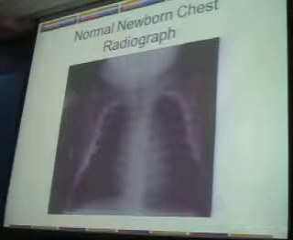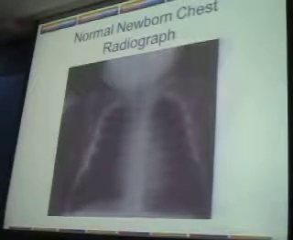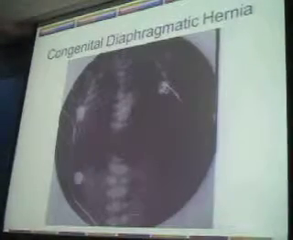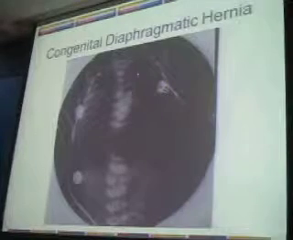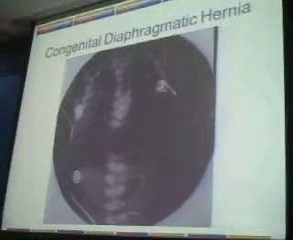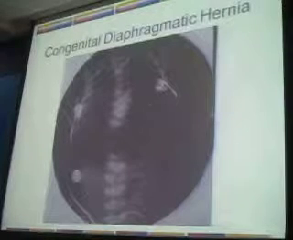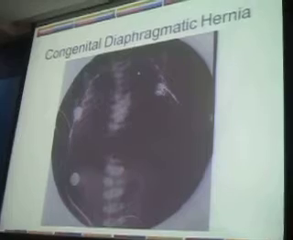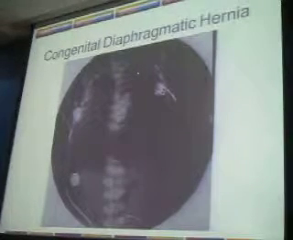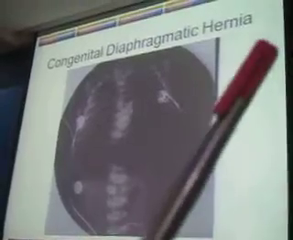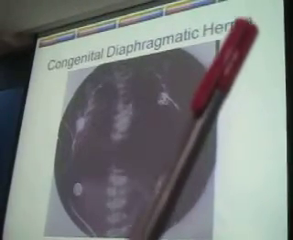Okay? This is the normal X-ray of a newborn. But when you have the diaphragmatic hernia, kita niyo yan? The whole left side, ito yung X-ray ng intestines niyo. Very high mortality para sa baby. Okay?